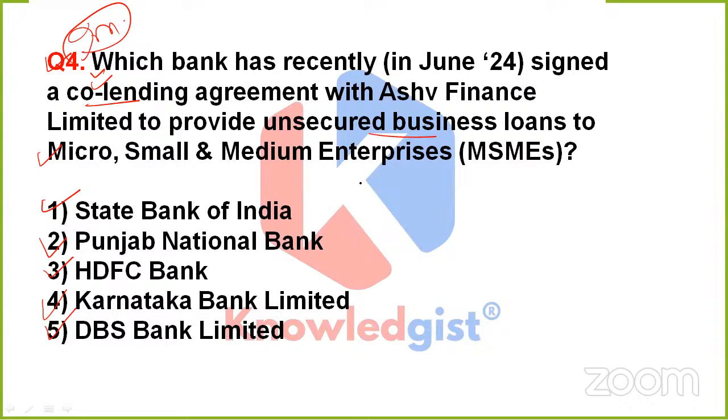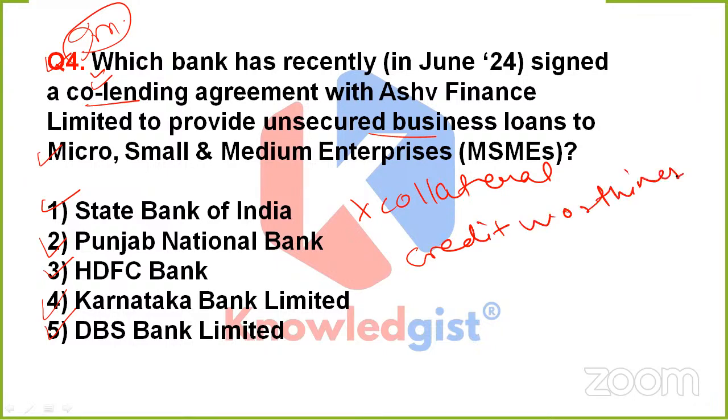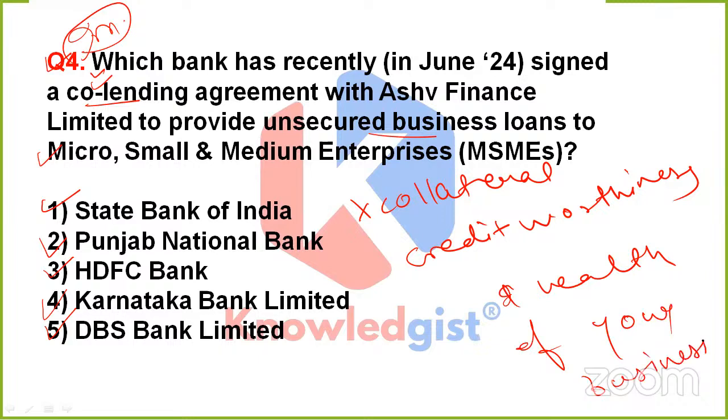An unsecured business loan is basically a loan that doesn't require collateral. They don't need any property or equipment to be secured against the loan. Instead, the loan is approved based on two factors: your creditworthiness and the health of your business. Such loans are called unsecured business loans.